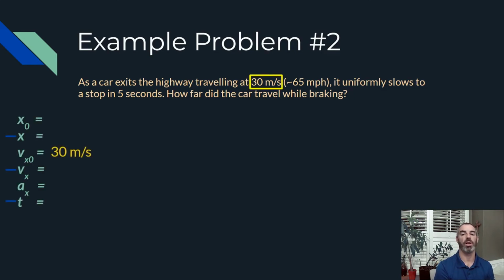So we still have our initial velocity of 30 meters per second, the final velocity of 0, time of 5 seconds. We know the initial position is 0. But what we just solved for is that the acceleration is negative 6 meters per second squared. Now we're looking for the final position. How far did the car travel? So 0 to a final position.